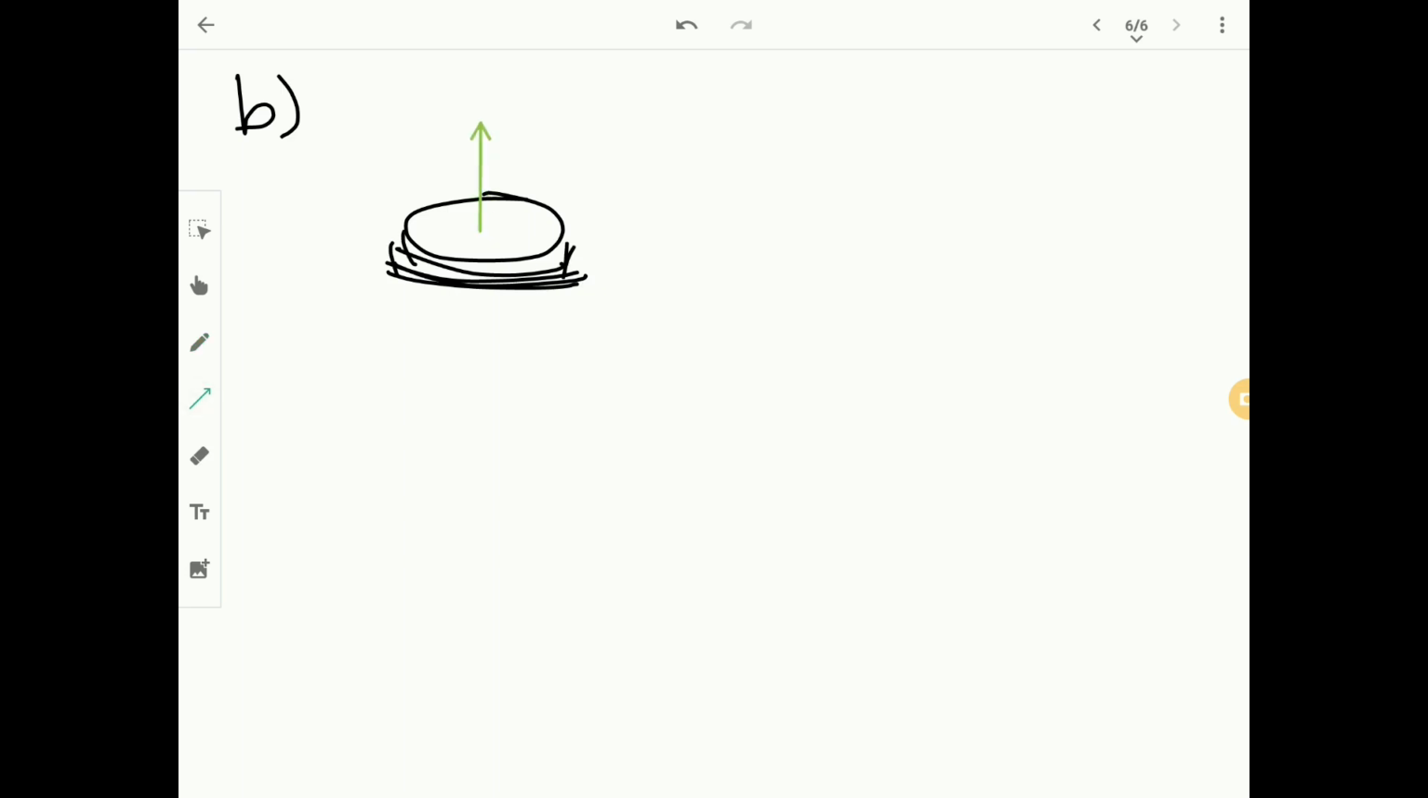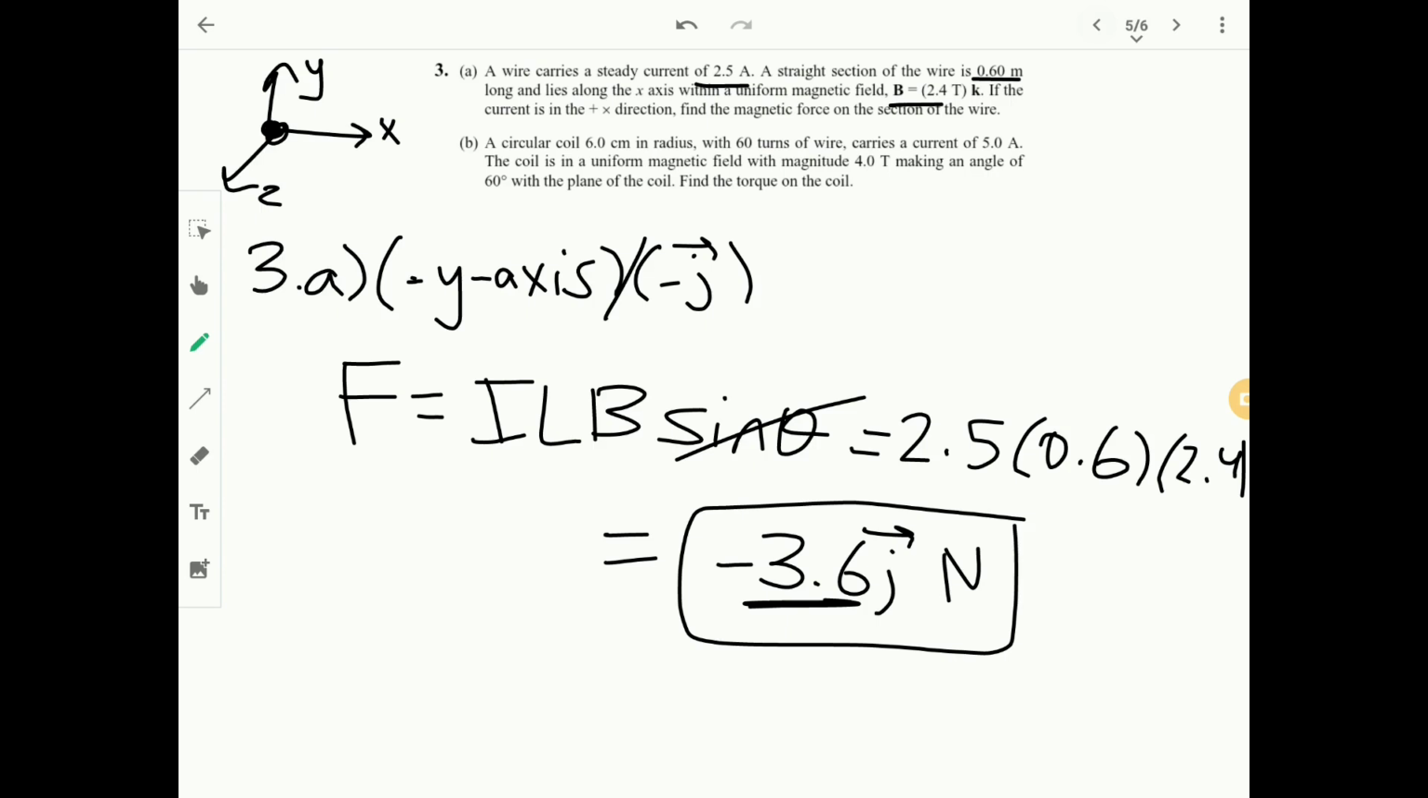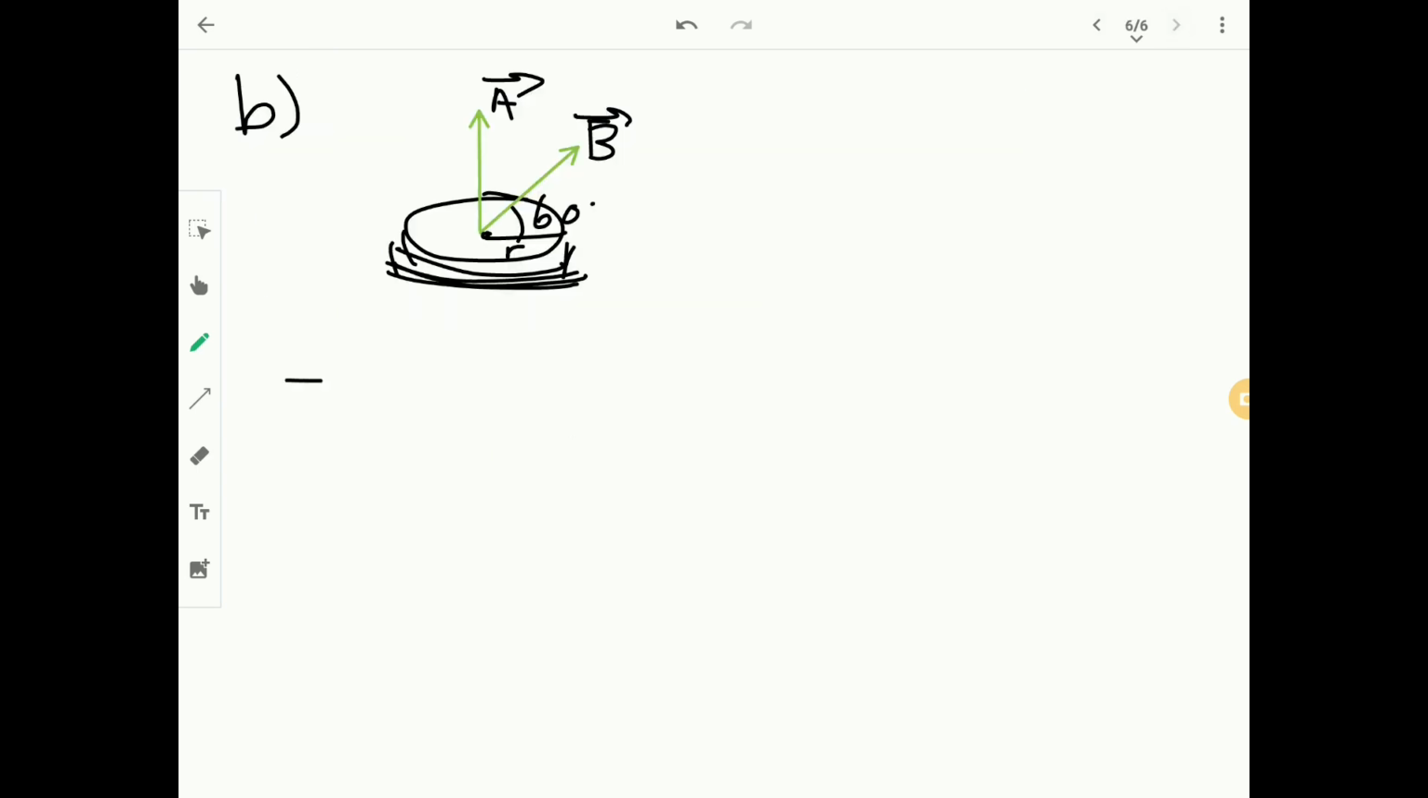And then this is our area vector pointing outwards, right? And then this is our magnetic field. Perfect. This is our center. So this is the radius. This is 60 degrees. This is B. This is A. And they're asking us for the torque on the coil. So we should know that the formula is N I A B sine alpha.